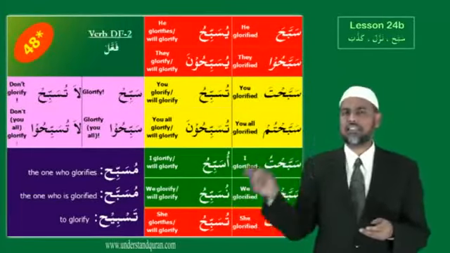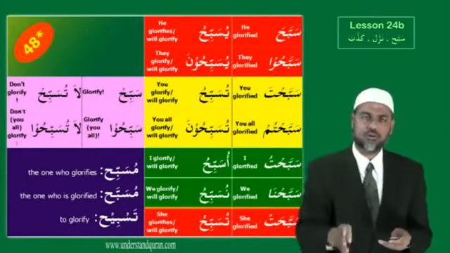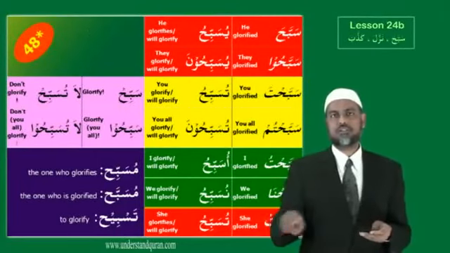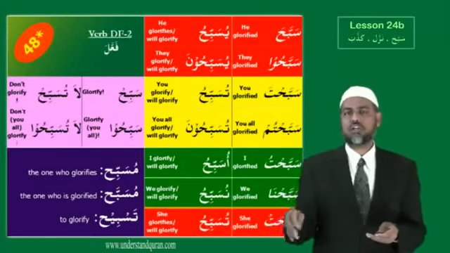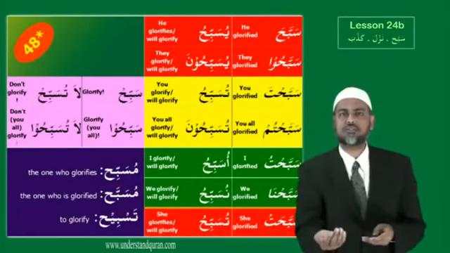Sabbaha, sabbih, jahada, jahid. So translate. Sabbih, glorify. Sabbihu, glorify. La tusabbih, don't glorify. La tusabbihu, don't glorify. Musabbih, the one who glorifies. Musabbah, the one who is glorified.